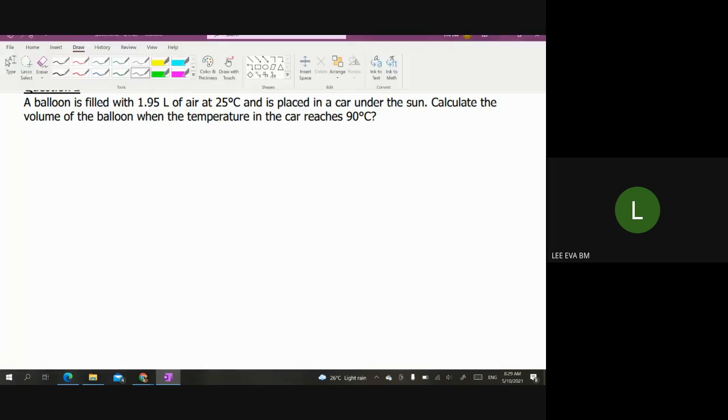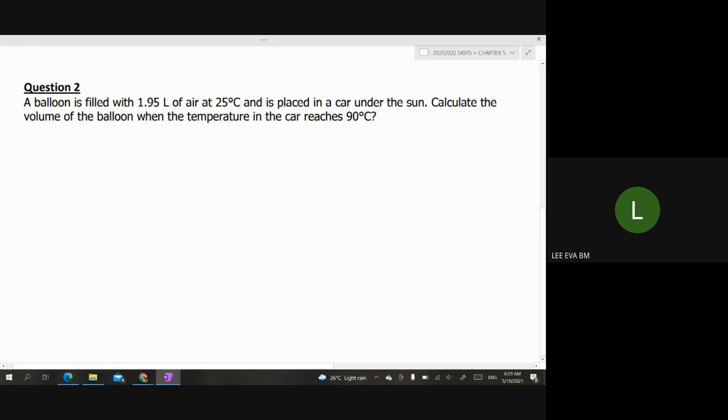Okay, so our second question is over here. Let's see what information we have inside the question. A balloon is filled with 1.95 liter. What does it stand for? Volume. The second one, at 25 degrees Celsius, don't forget we must convert into Kelvin. Note down your key point first: temperature must be changed into Kelvin.